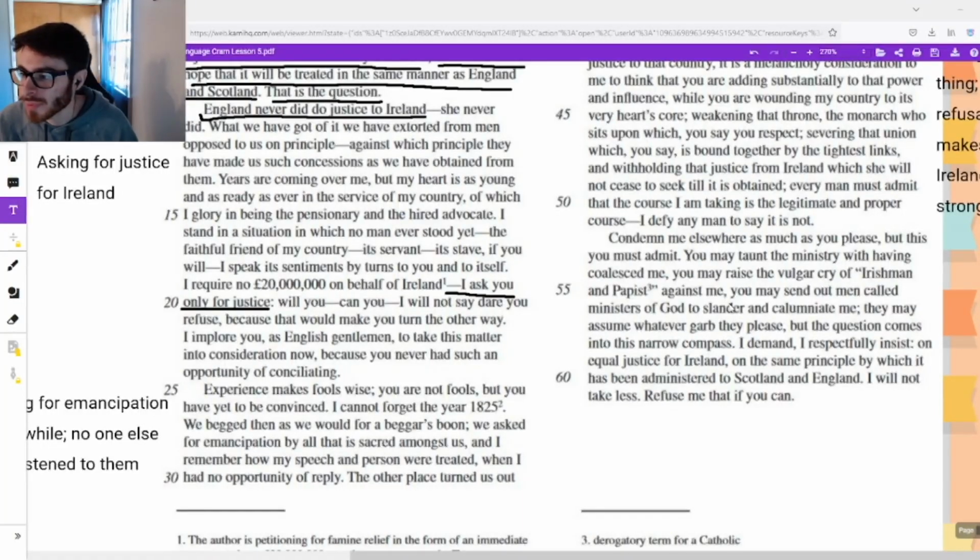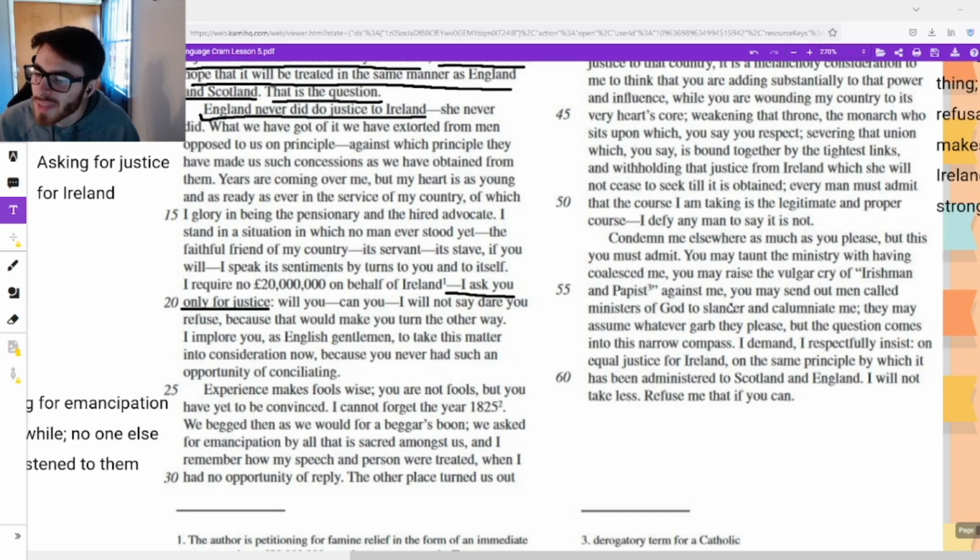Condemn me elsewhere as much as you please, but this you must admit. You may taunt the ministry with having coalesced me. You may raise the vulgar cry of Irishman and Papist against me. You may send out men called ministers of God to slander and calumniate me.